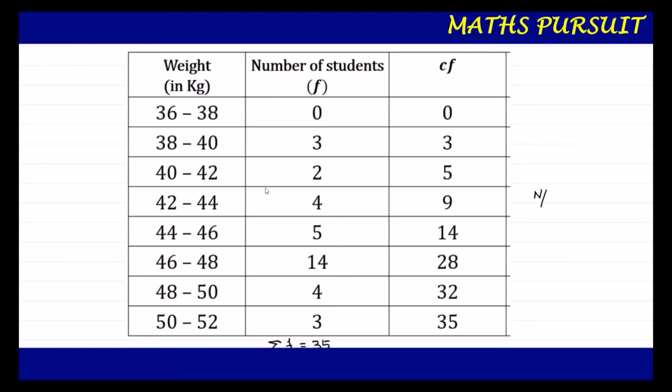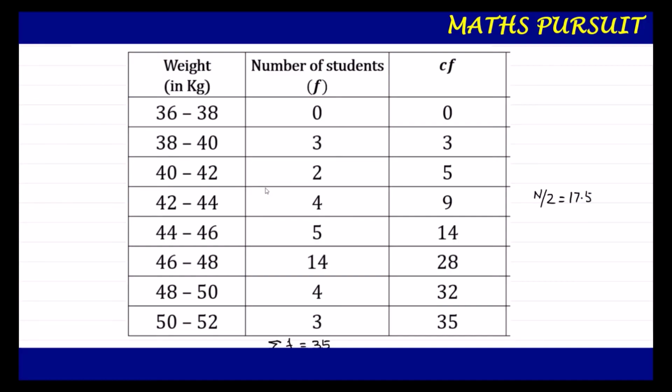Let me note it down here. N by 2 is equal to 17.5. Now the median class row is that row where the cumulative frequency is just higher than 17.5.